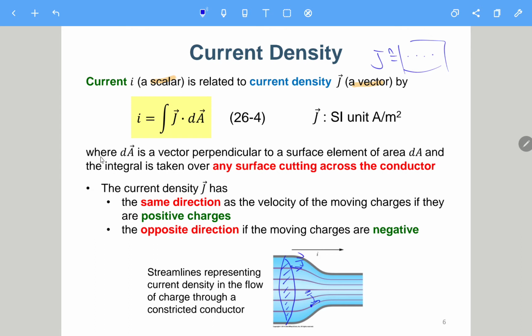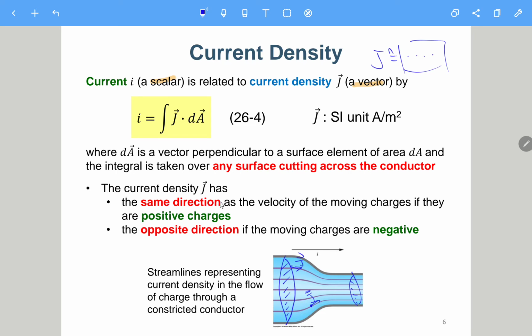So here it says dA is a vector perpendicular to the surface element of the area. Somehow similar to how we calculate Gauss law. The only difference is that Gauss law is a closed surface integral, here it is just an open surface. Okay, and the integral is taken over any surface cutting across the conductor. So you just try to cut it here or cut it there, it should be fine.